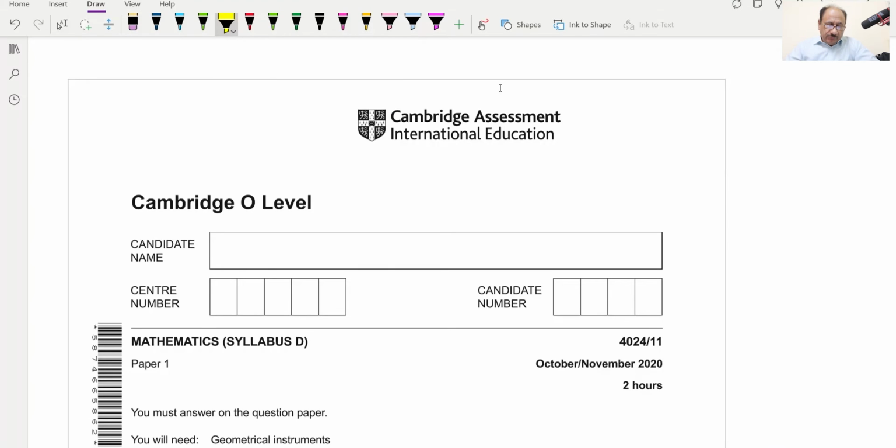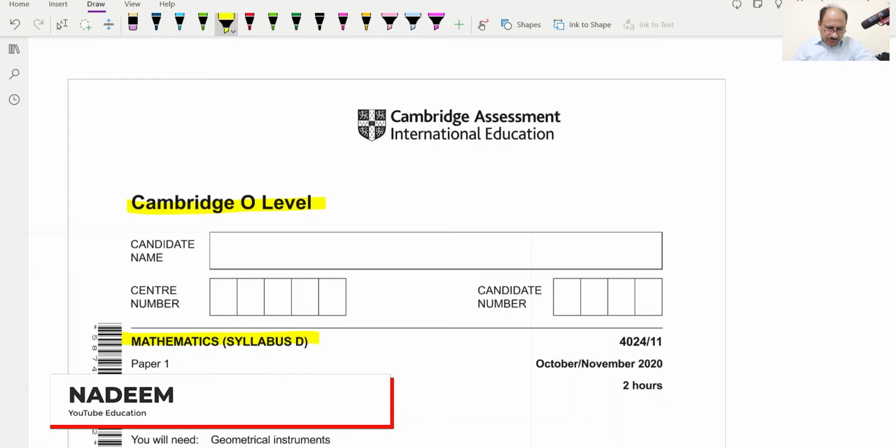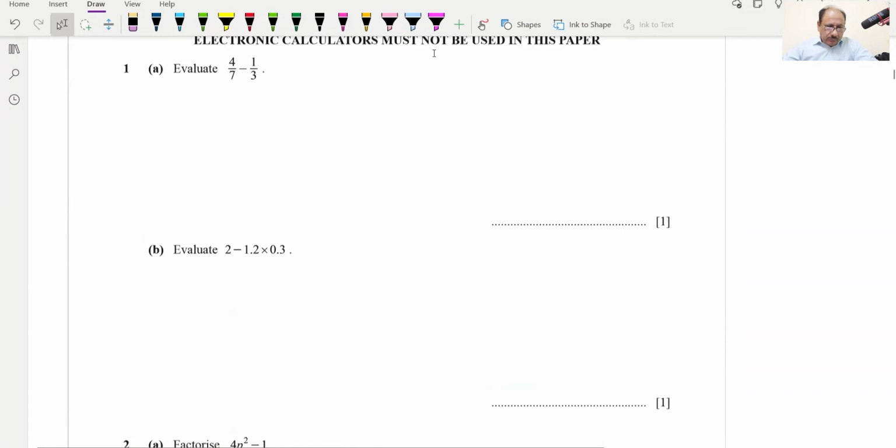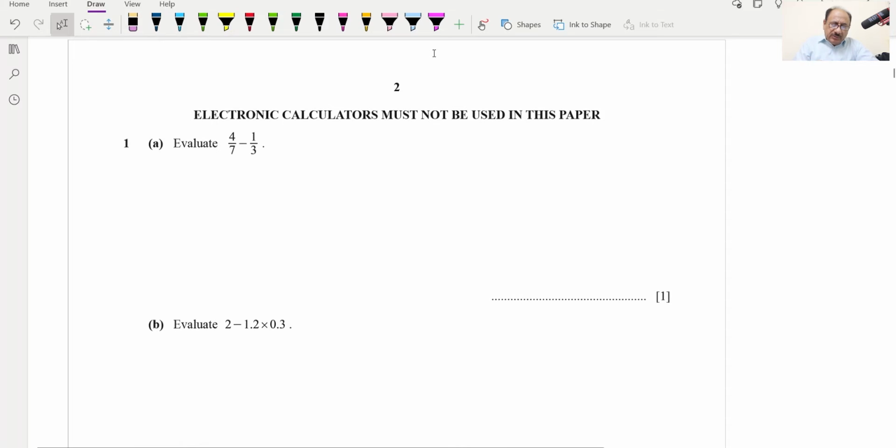Hello everyone, today we'll be going through Cambridge O-Level Mathematics Syllabus D, Paper 1, 402411, October November 2020.